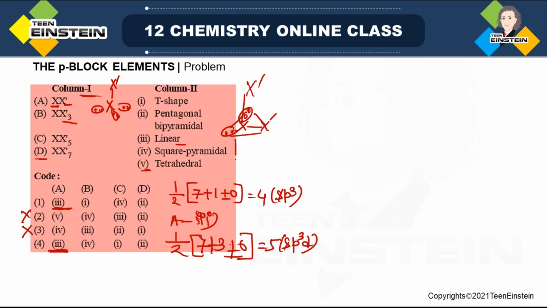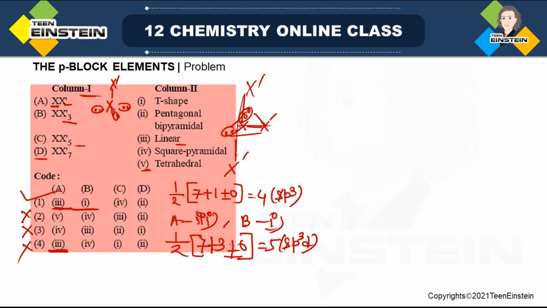One X prime here, another X prime here. So without lone pair, the remaining shape is like T. So this is T shape, that means B is related to 1. Now when B is related to 1, you can easily cancel out option 4. So just by solving 2 structures, you can easily understand the correct option is 1. So you don't have to do all the other 2.